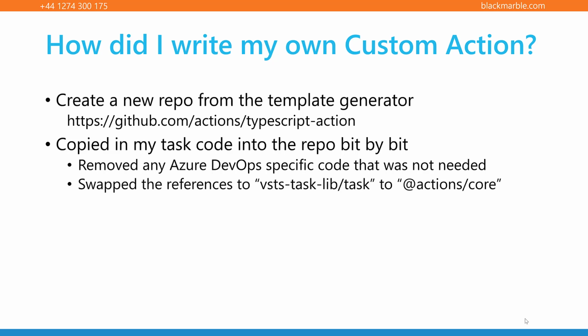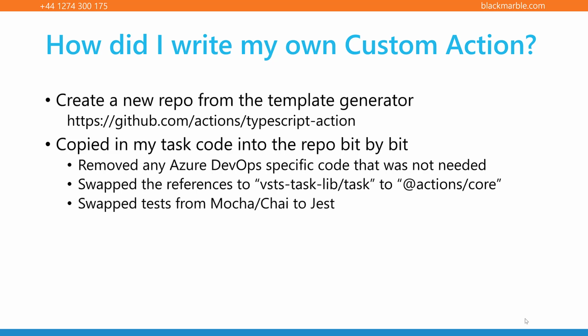I swapped all of my references from the Azure DevOps task library to the Actions library. And those are all the ones that deal with logging and getting variables and those sorts of things. But they were basically line for line swaps, change from Azure DevOps.log to GitHub Actions.log, effectively. So those are quick and easy changes.